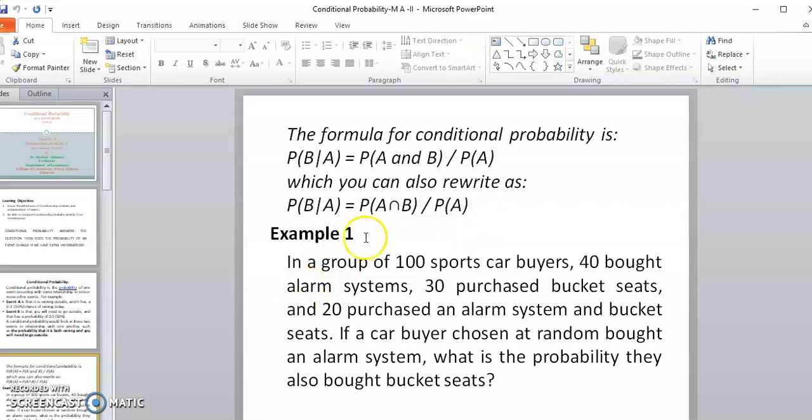What is an example? Suppose, to make it clear, in a group of 100 sports car buyers, 40 bought alarm systems, 30 purchased bucket seats, and 20 purchased an alarm system and bucket seats. If a car buyer chosen at random bought an alarm system, what is the probability they also bought bucket seats?